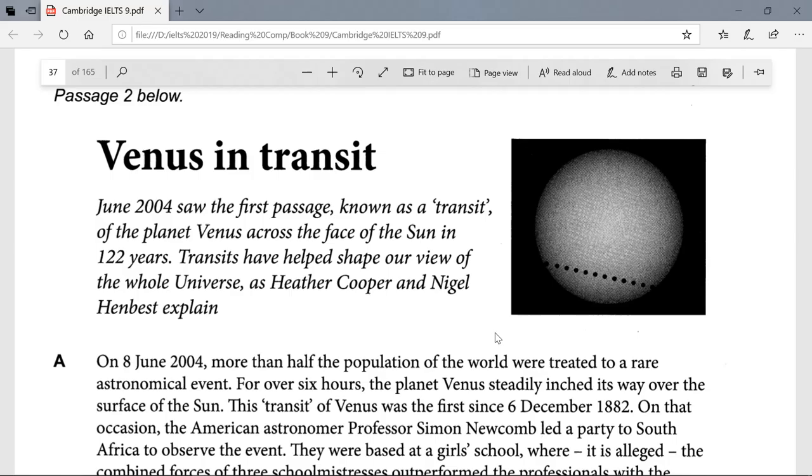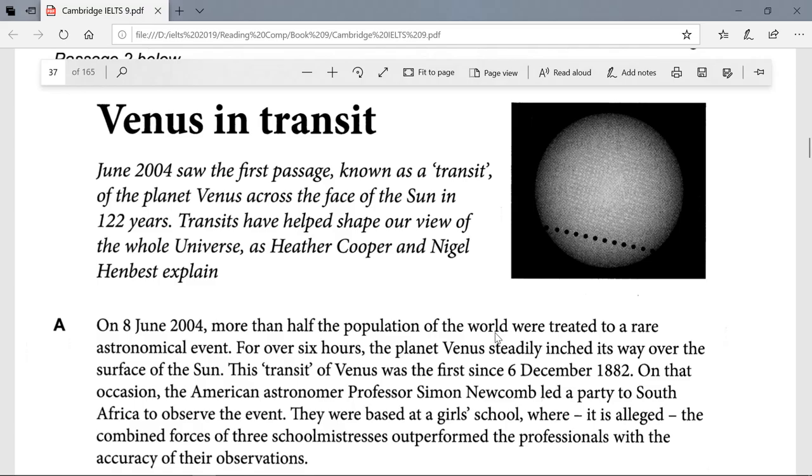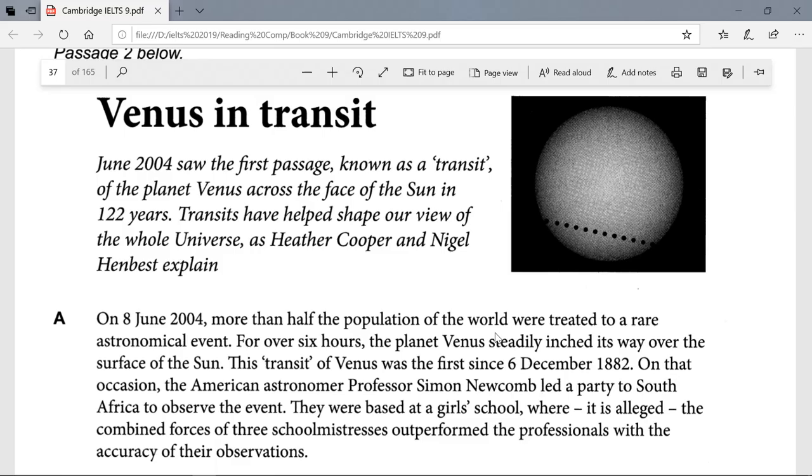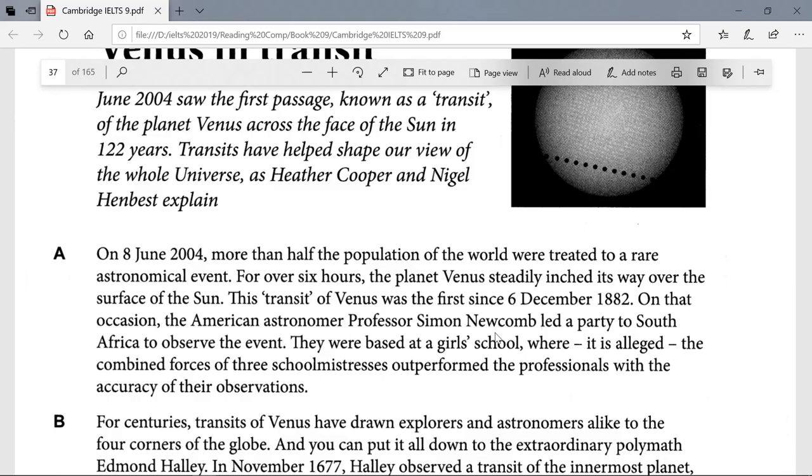"June 2004 saw the first passage, known as transit, of the planet Venus across the face of the Sun in 122 years." Again, I'm not able to understand what it's saying, but something happened once in 122 years, and that seems to be very important. "Transits have helped shape our view of the whole universe," as Heather Couper and Nigel Henbest explained. So transits have helped us in some way.